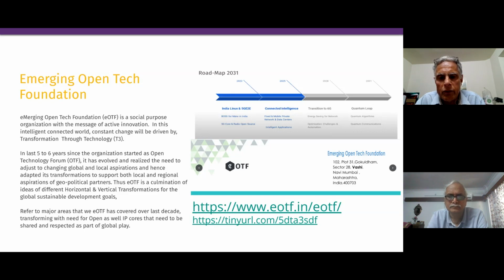And we are here in Silicon Valley. Our roadmap, even though, is pointing to India and Linux and connected intelligence and transition to 5G and quantum leap. Connected intelligence is our goal, and we have been operating on this. The links are here for our EOTF, where you can find what quantum we are focused on, the charter, etc. The tiny URL is the one related to our Santa Clara Quantum Computing Group, which was established hardly 2 weeks back. We have other groups, but this is the one we are focusing on quantum.